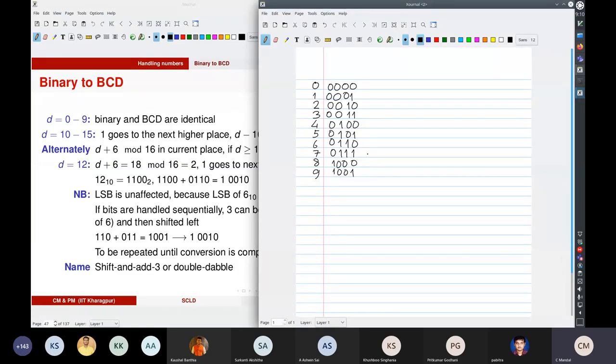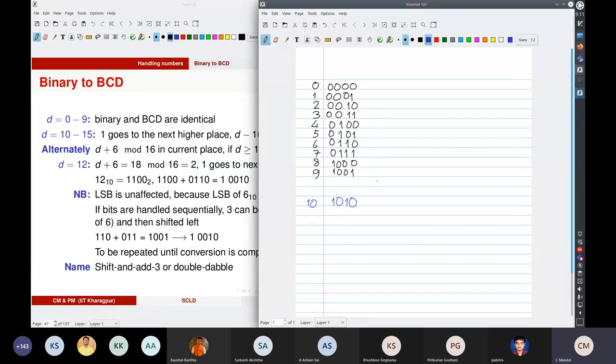Alright, so this is how you can represent the 9 digits. Now let us consider 10. Okay, so 10, of course, you can represent in binary. This is the representation of 10.